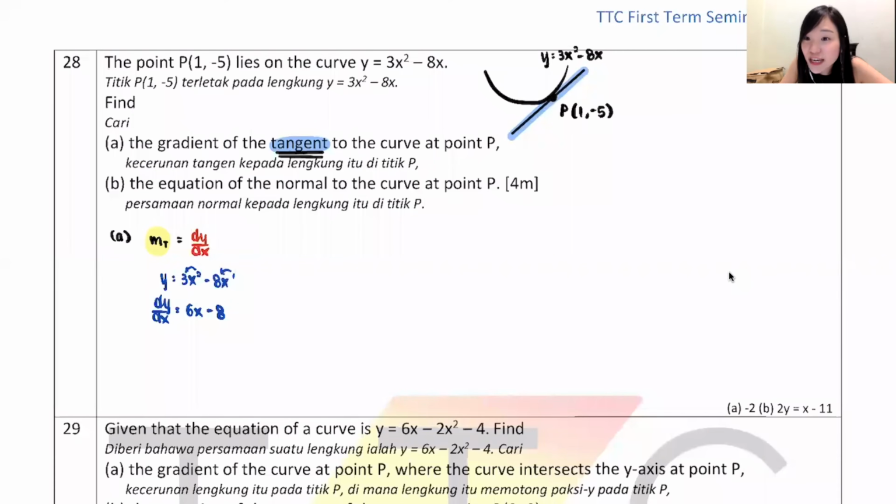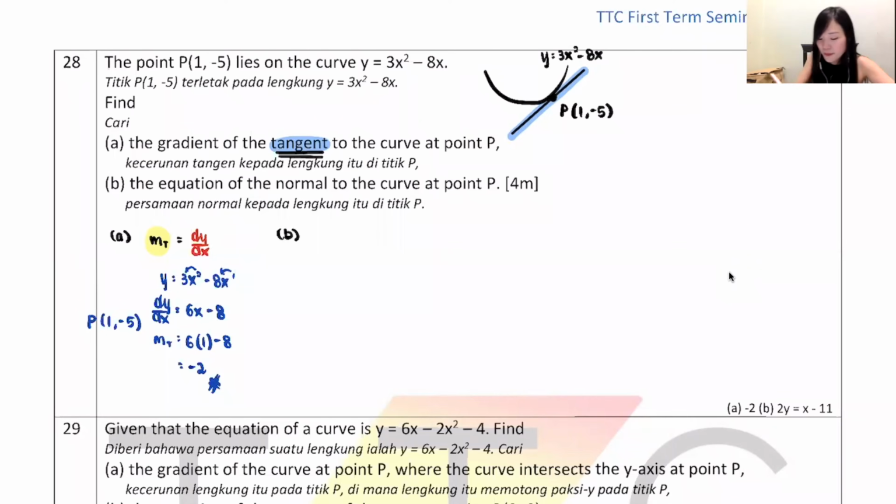And then I want to get the gradient. So I want a number. If I want a number, I don't want the x. How do I make the x disappear? Sub the coordinate in. They say gradient for tangent at point P, so we can find point P. We can sub point P. So do you guys realize, oh, the gradient is actually negative 2. Done. A done. Let's go on with B.